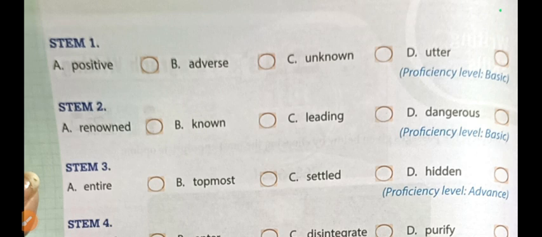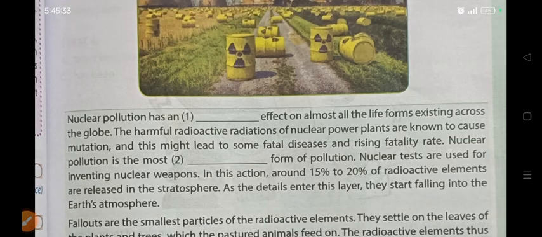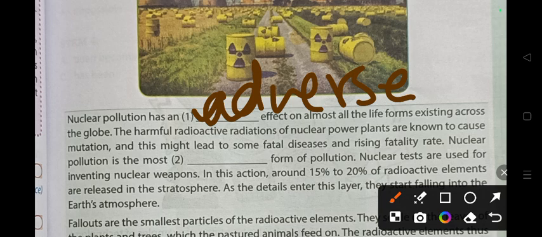So you have to see which is the right effect, which is the correct option. So adverse is the correct option among the given options. Adverse is correct. Okay. So nuclear pollution has an adverse effect. So we'll write here adverse. Adverse effect on almost all the life forms existing across the globe.